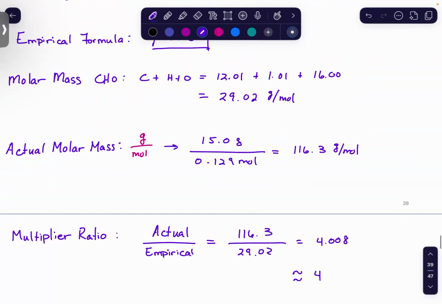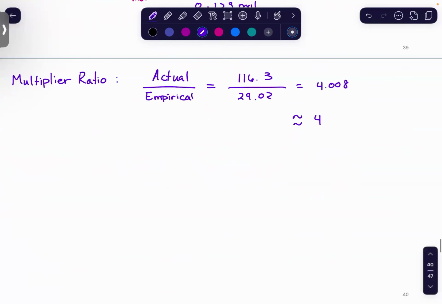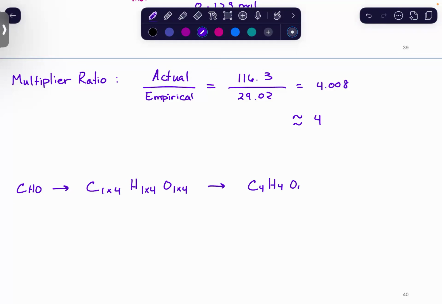So we're going to take CHO. So we're going to take our empirical formula. Now it's going to be C, your subscripts are going to be 1 times 8, H, 1 times 8. Nope, not 8. Sorry, that had to be confusing. It's 4, 1 times 4. H, 1 times 4. O, 1 times 4. And our molecular formula is going to be C4H4O4.